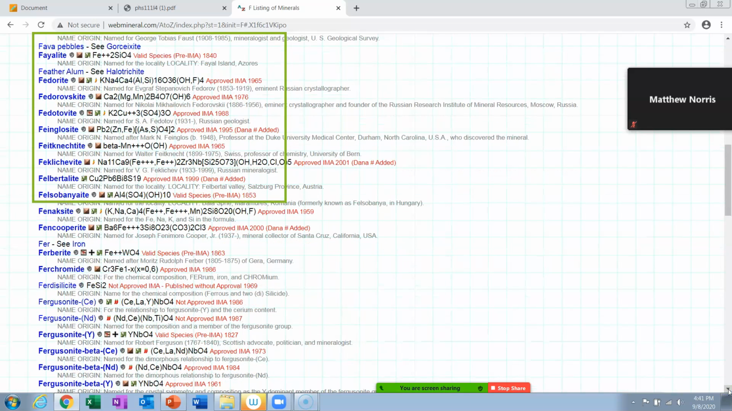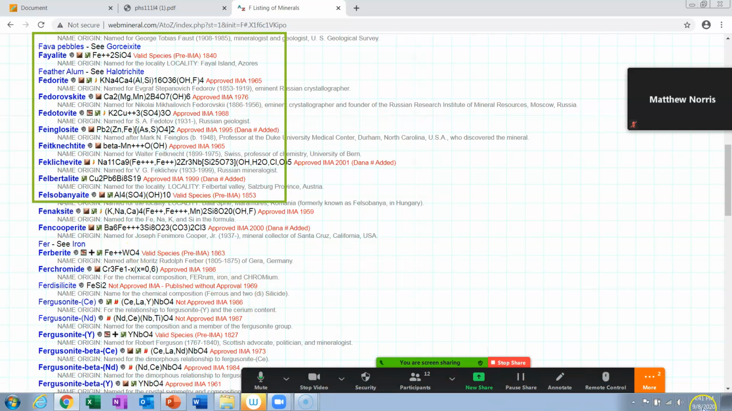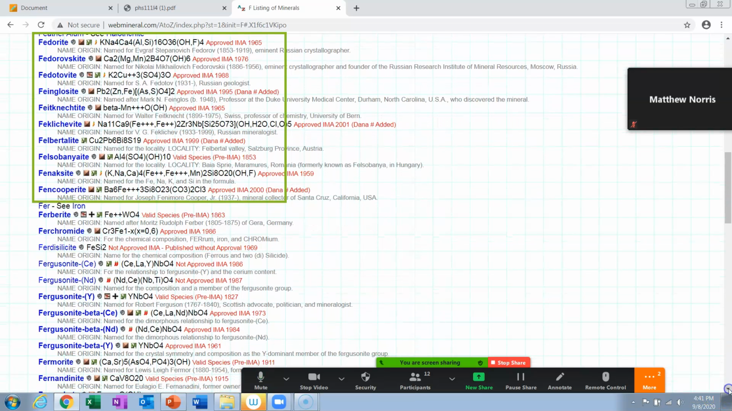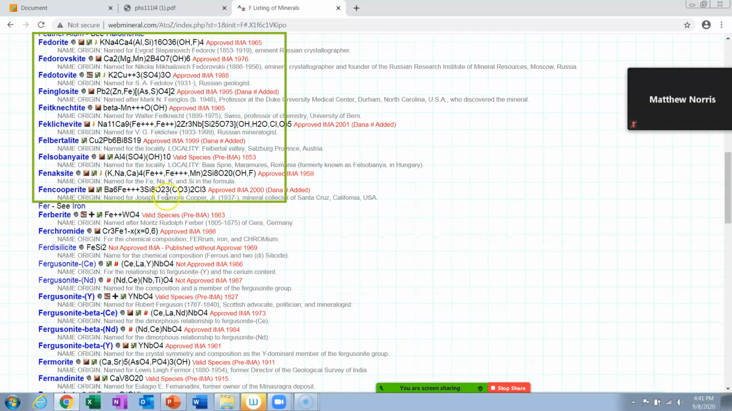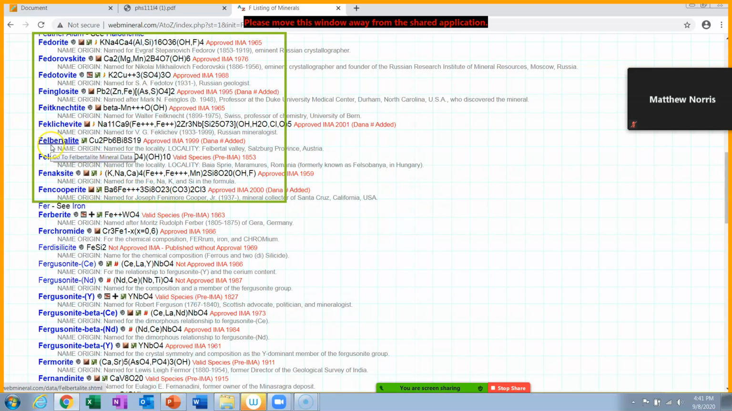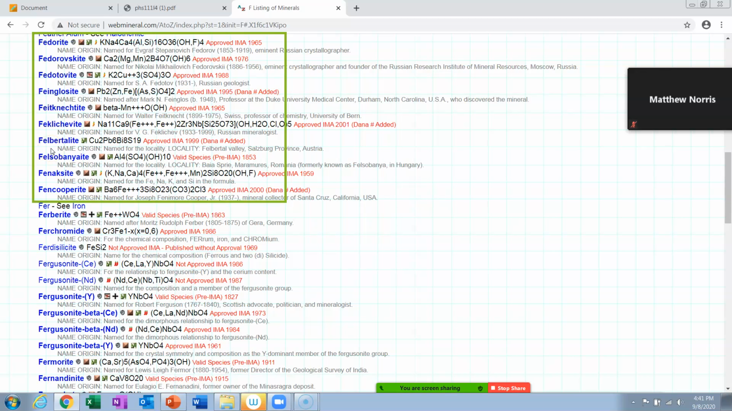Whoa, not quite. Okay, here's Felbert something another, Felsamina. There is no, well, one more. Let's go down one more. You'll see there is no feldspar. Those are the only two Fels that you have here. Okay, so what do you do in a case like that?